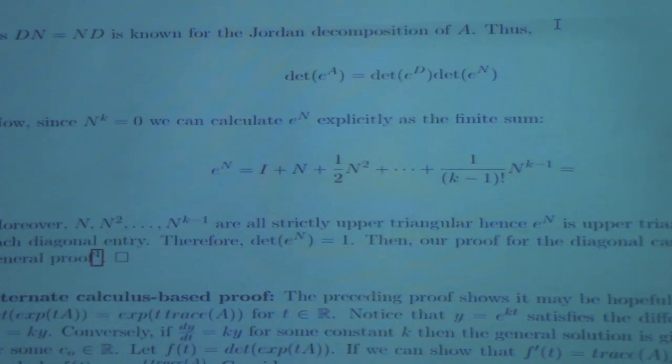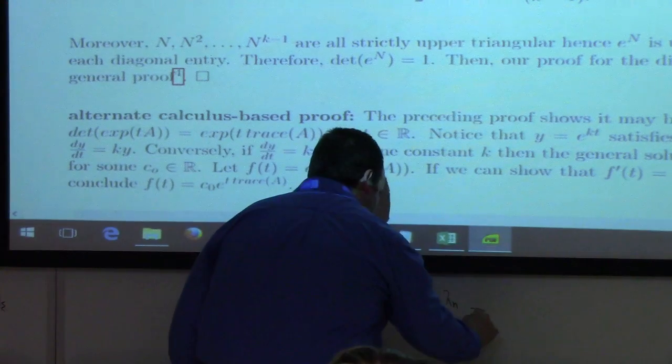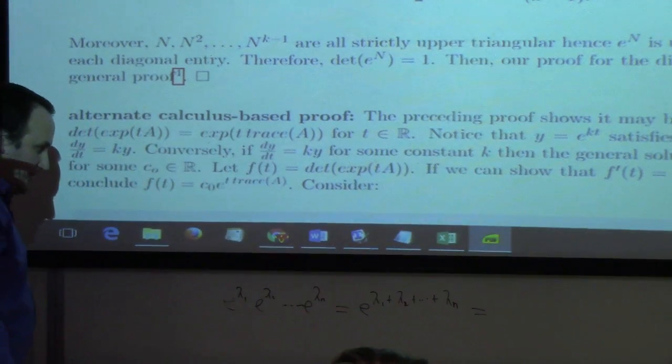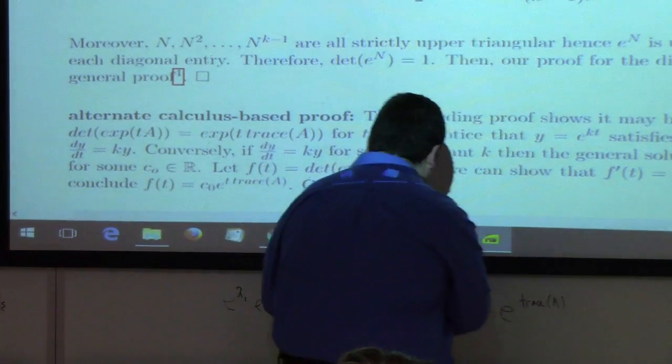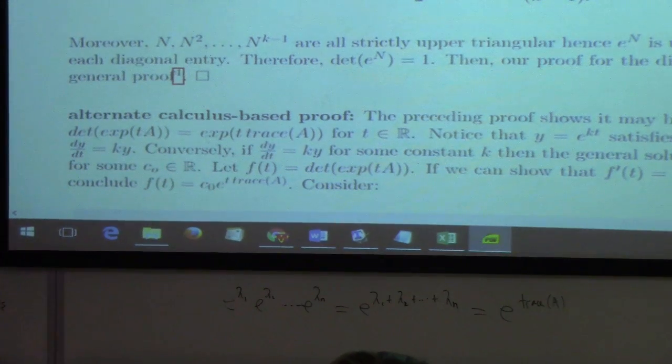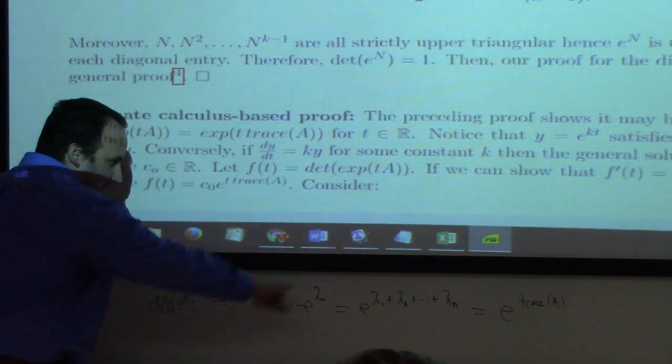And so if you have e to the lambda 1, e to the lambda 2, and so on, however many you have, what is that equal to? Yeah, e to the lambda 1 plus lambda 2 and so on. I really should be telling this to calculus 3. They're a little shaky on this right now. So that's e to the trace of A, because the sum of the eigenvalues is the trace. So the determinant of e to the A is e to the trace of A.